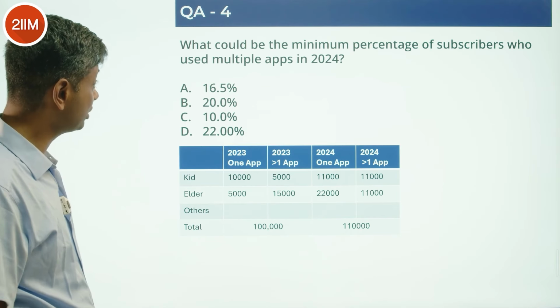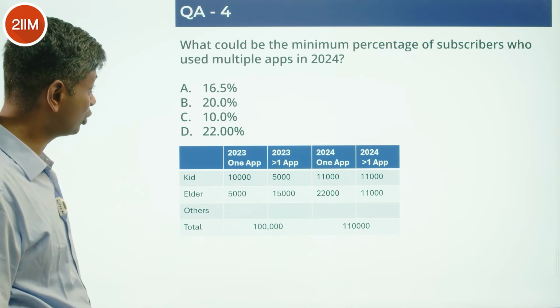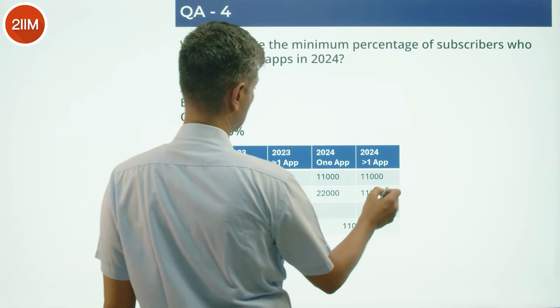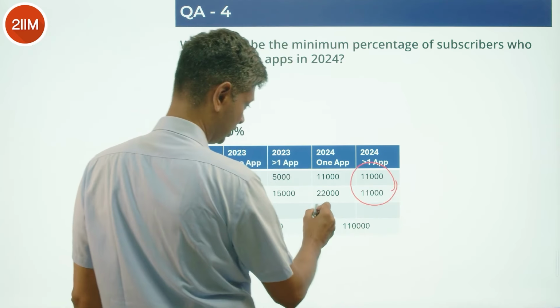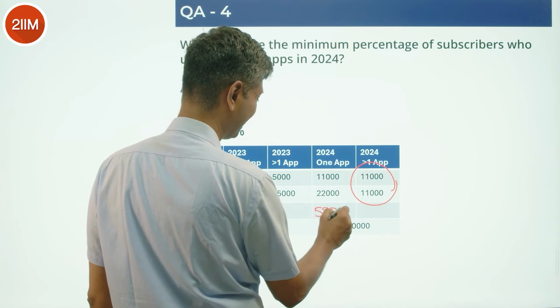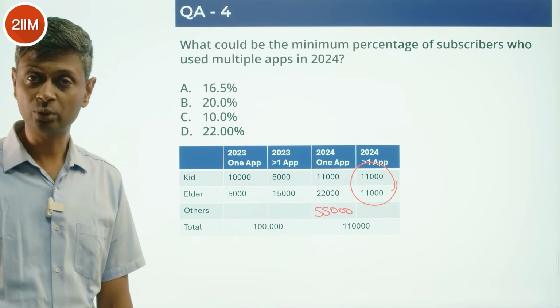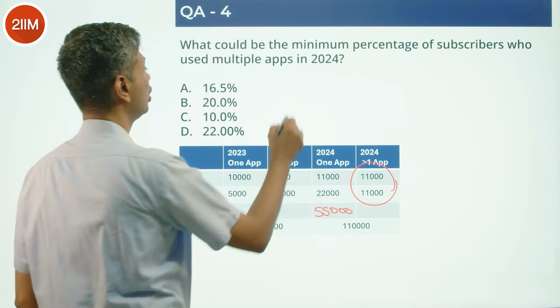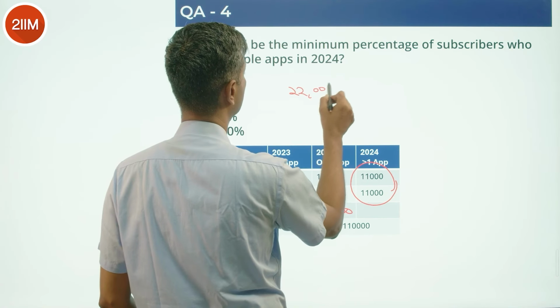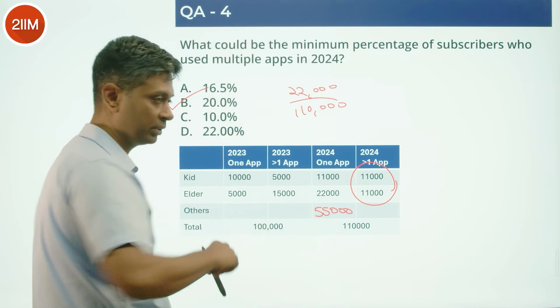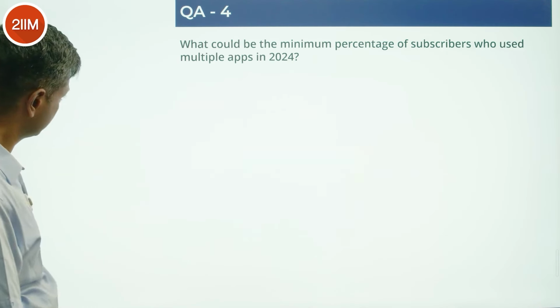What could be the minimum percentage of subscribers who used multiple apps in 2024? 2024 is these two. This 55,000 could entirely sit here in exactly one app. That means the minimum number is 22,000 out of 110,000. 22,000 by 110,000 is the minimum percentage. This is 1/5, 20%.